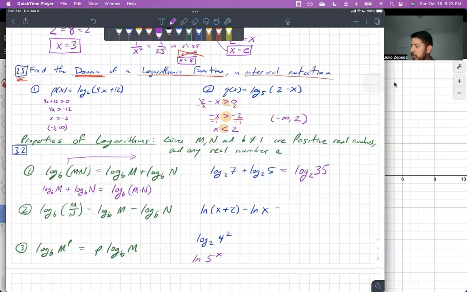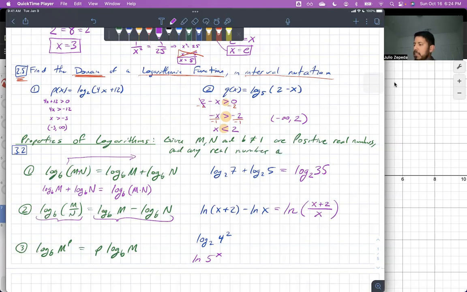Okay, so how do you subtract two logarithms? Well, if you understood the addition one, then the subtraction one is not much more complicated. You would divide the arguments. So the natural log of x plus 2 minus the natural log of x becomes the natural log of, using the same base here because natural logs are all base e, the x plus 2 in the numerator, and then the argument of the second logarithm, the one that we're subtracting, goes in the denominator.